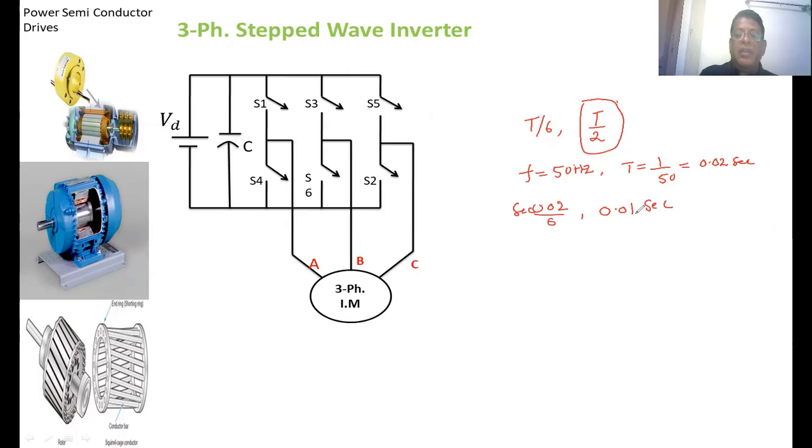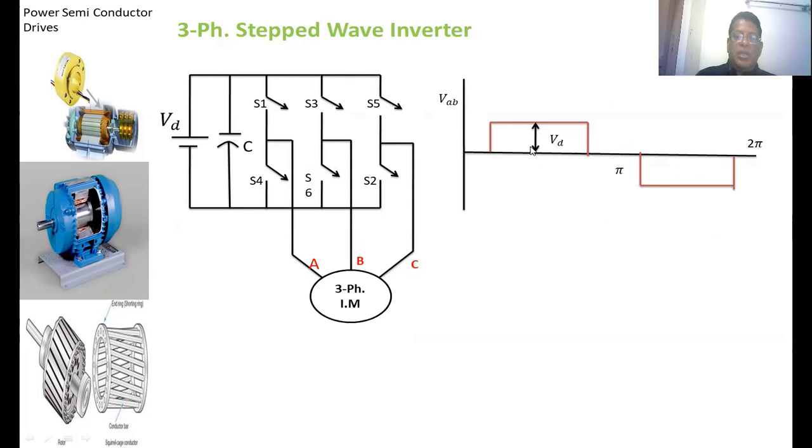In this manner, if we turn on the switches, it will give the frequency of 50 Hz. This is the line voltage of a stepped wave inverter. From 0 to pi, the voltage is Vd. From pi to 2 pi, the output voltage is minus Vd.